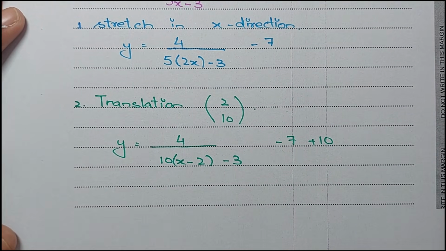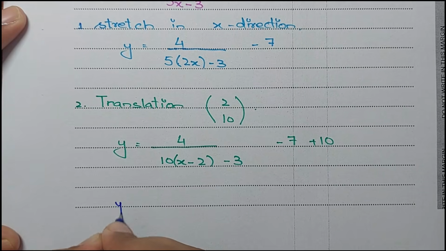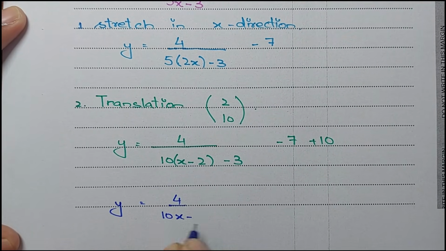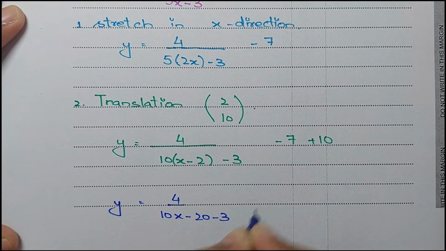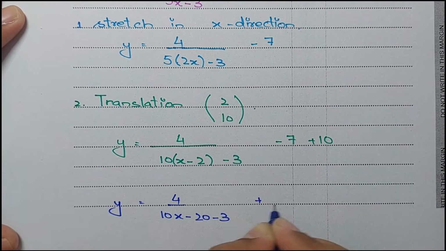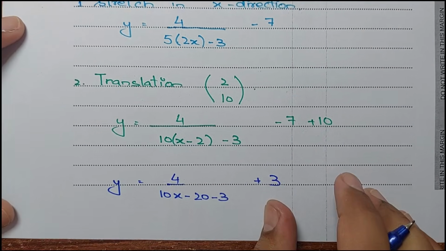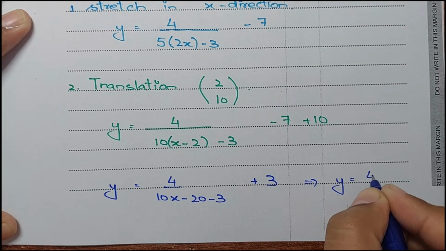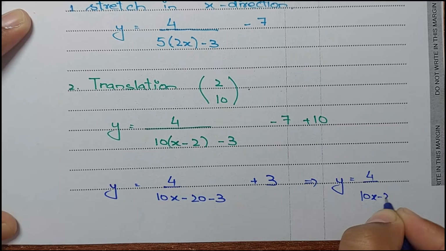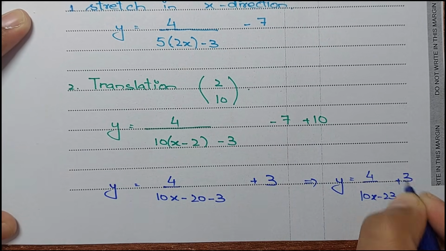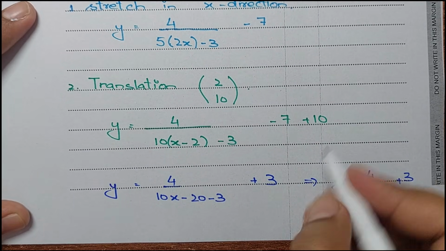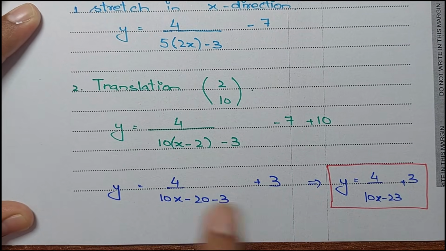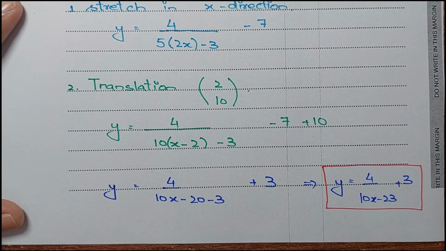Let me simplify the curve further. So this would be y equals 4 over (10x minus 20 minus 3), and plus 3, because 10 take away 7 is plus 3. Minus 20 minus 3 is minus 23. So here we can say y equals 4 over (10x minus 23) plus 3. This is the equation of the curve after the two transformations.